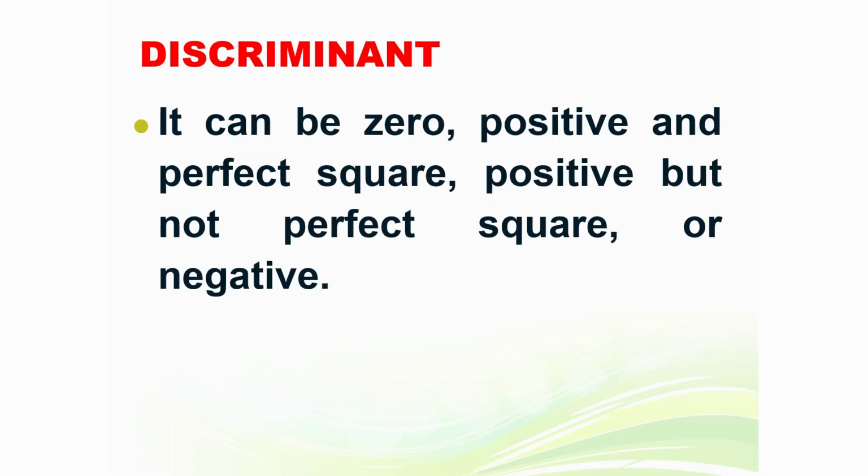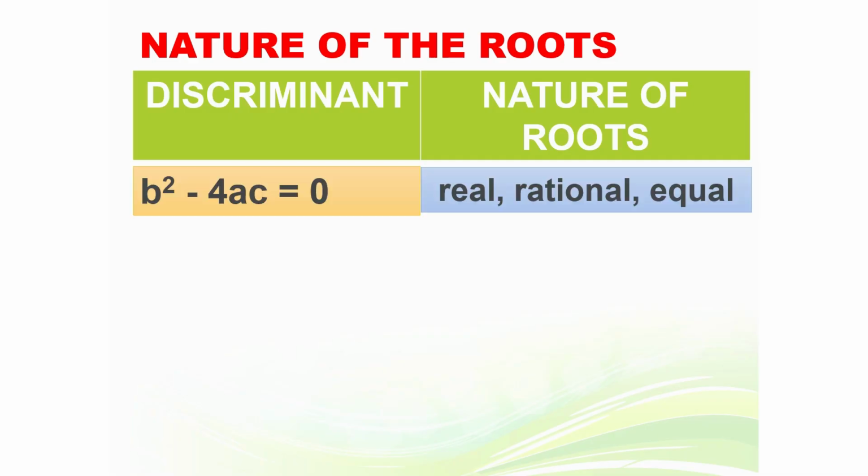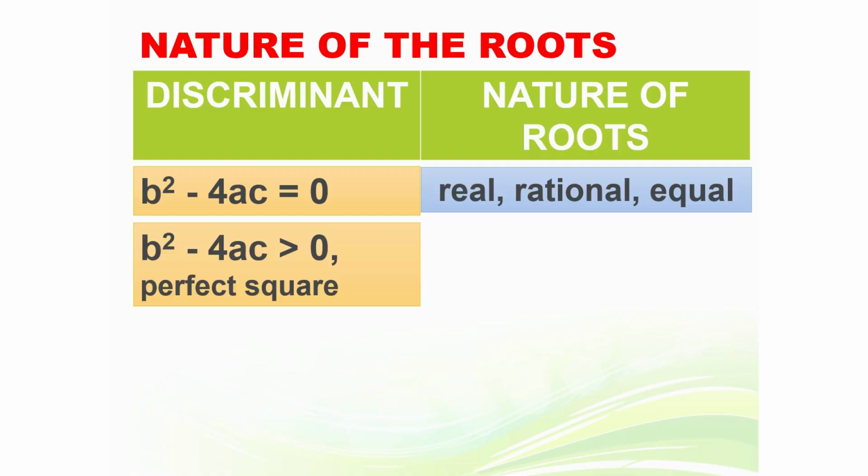It can be 0, positive and perfect square, positive but not perfect square, or negative. Let us now determine the nature of the roots, given the discriminant. Discriminant is b squared minus 4ac. If it is 0, then the nature of the roots is real, rational, and equal.